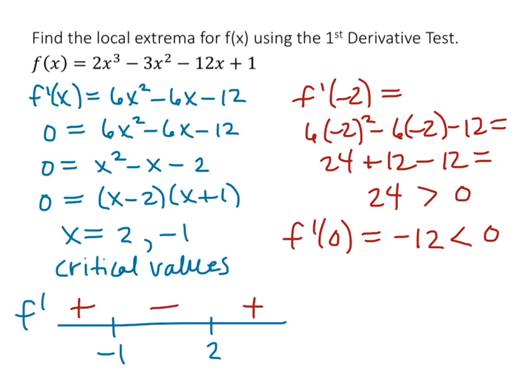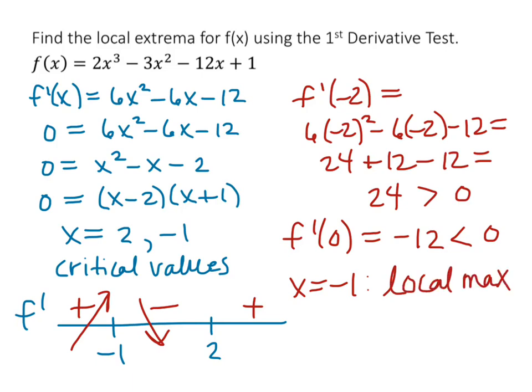Here comes the first derivative test. If you notice at that critical value negative 1, f prime goes from positive to negative, meaning the function would go from increasing to decreasing. That means at the x value of negative 1, we have the location of a local max. You can also think of it as f of negative 1 is a local maximum value.